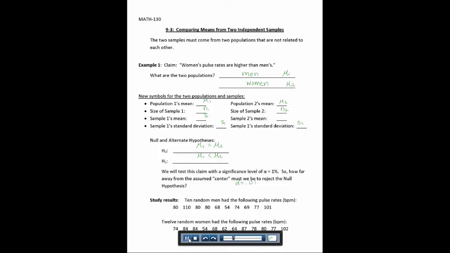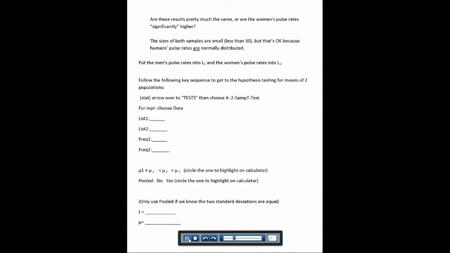Now to do this, we're going to put the men's pulse rates that we have here in L1. Remember, stat, edit. And then the women's in L2. What we want to know is whether these are pretty much the same, or whether women's pulse rates are significantly higher. Both samples are small, but since pulse rates are normally distributed, that's okay. So we put the men's into L1 and the women's into L2.